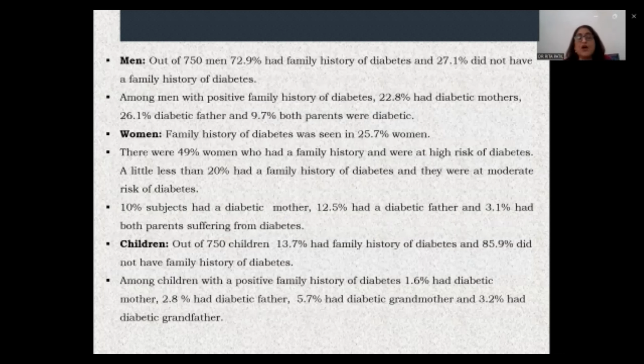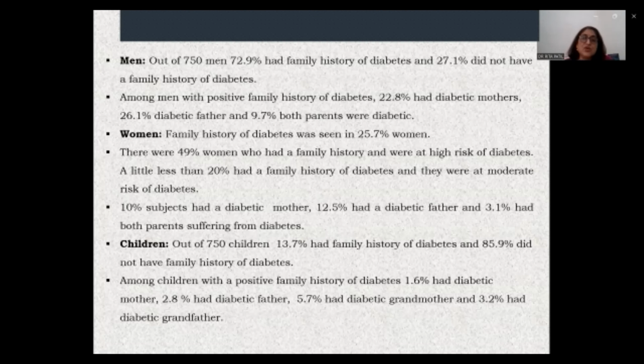What we found is that out of the men, almost 73% had a family history of diabetes, and 27.1% did not have a family history of diabetes. Of the men who had a family history, 22% had diabetic mothers, 26% had diabetic fathers, and in 9.7% both parents were diabetic.